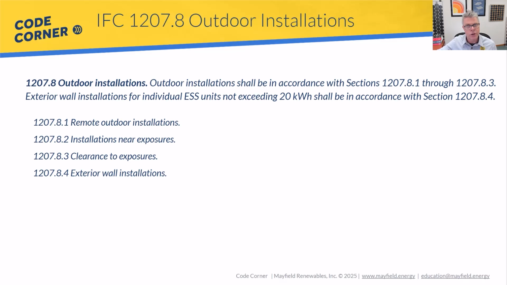If you haven't taken a look at 1207.8, which is outdoor installations, you'll see there are 4 subsections. We've gone through the other ones, and today we're talking about 8.4, which is exterior wall installations. What you may notice is that they actually call it out in the charging language at the very beginning of 1207.8: exterior wall installations not exceeding 20 kilowatt hours. So that's where we're going to fall with our exterior wall installations.